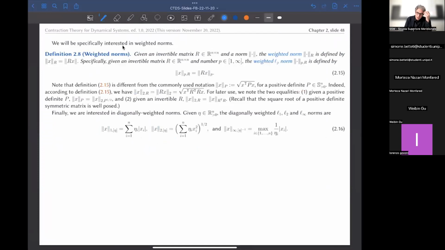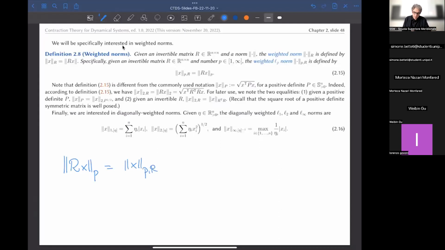p norms are very valuable, but they become even more valuable when you allow yourself the freedom of multiplying x by an arbitrary invertible matrix R and taking the p norm of that. Now, that's still a norm, so long as R is invertible. If R is not invertible, then you have a semi-norm, because if R has a kernel, you can put x in the kernel and you get a 0 out of it. And people denote this by p, R.